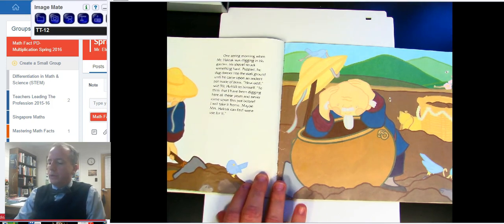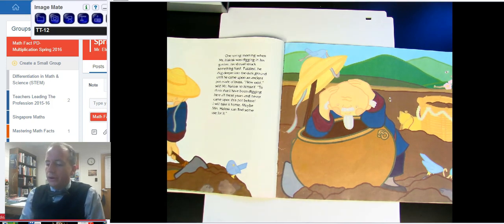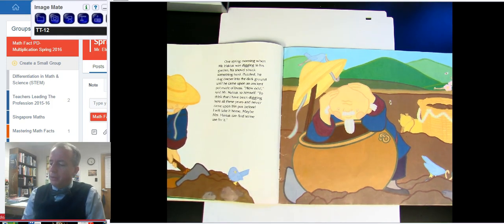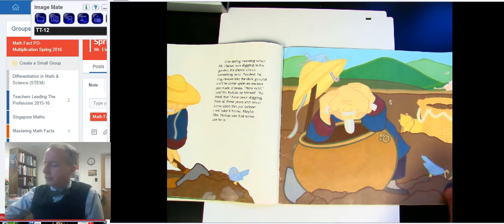One spring morning when Mr. Hack-Tack was digging in his garden, his shovel struck something hard. So puzzled, he dug deeper into the ground until he came upon an ancient pot made of brass. "How odd," said Mr. Hack-Tack to himself. "To think I've been digging here all these years and I never came upon this pot before. I will take it home. Maybe Mrs. Hack-Tack can find some use for it."